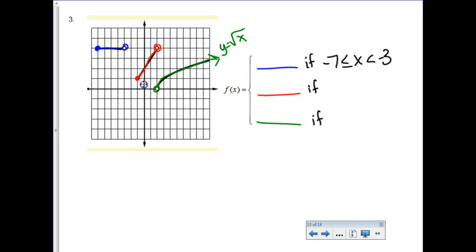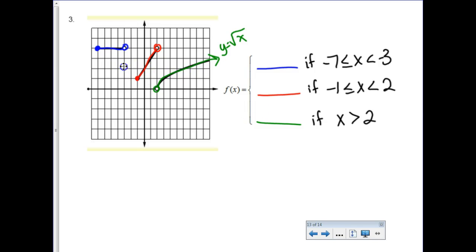And then the red function, I can handle that. That's -1 to 2. There's a closed circle on -1. There's an open circle on 2. And then this cute green square root function starts at 2, but it doesn't have a point at 2, so it's x is greater than 2.